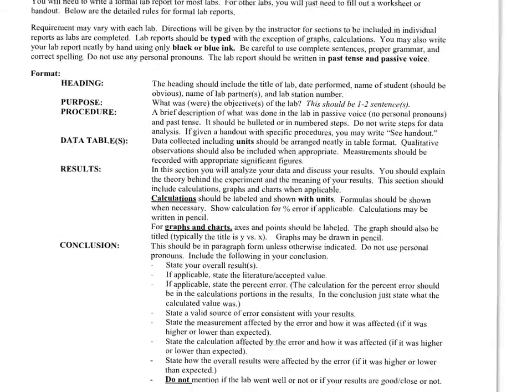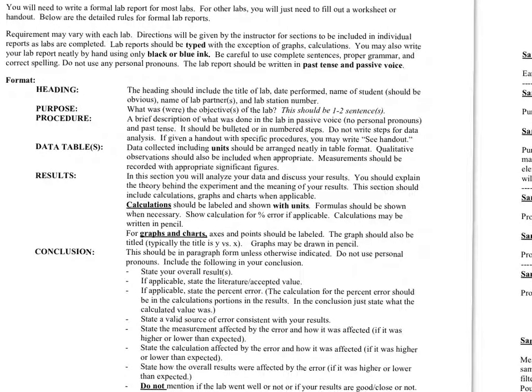All right, next section is procedure. Procedure could be the easiest part of the lab report or it could be the hardest part of the lab report. So the procedure is a brief description of what was done in the lab in passive voice without any personal pronouns, so no me, I, we, the group, any of that stuff. And it should be in past tense, and it should be bulleted or in numbered steps.